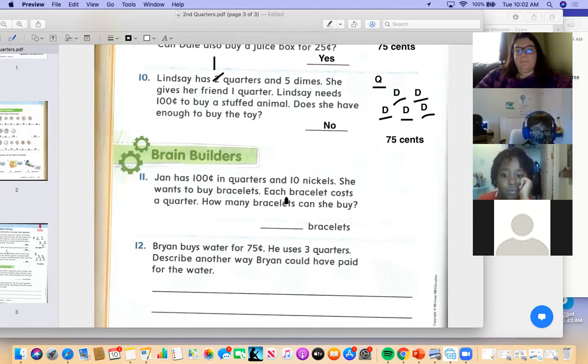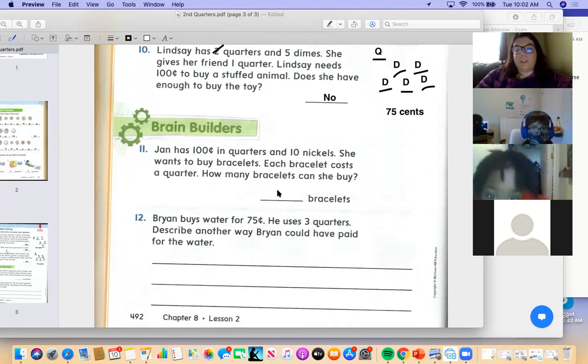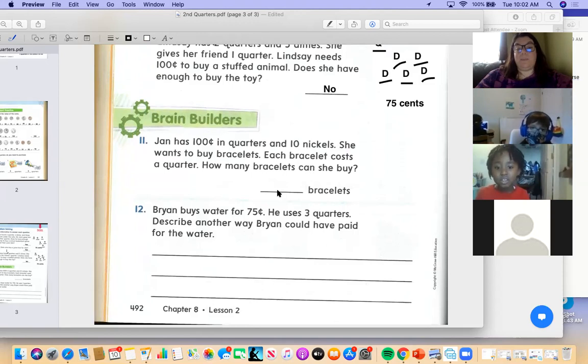Jan has 100 cents in quarters and 10 nickels. She wants to buy bracelets. Each bracelet costs a quarter. Ooh, how many bracelets can she buy? So she has 100 cents in quarters. How many quarters is that? Four. So she has four quarters.